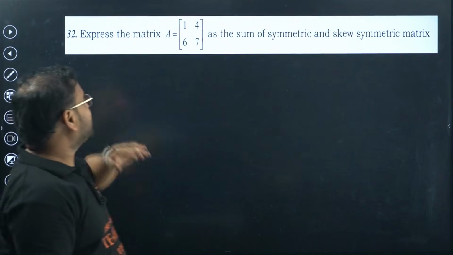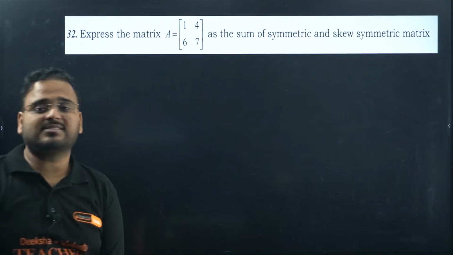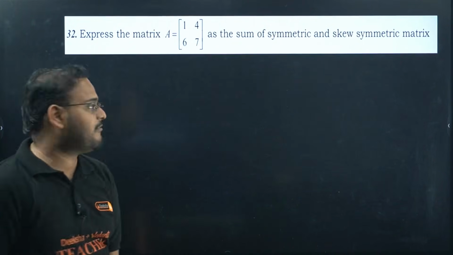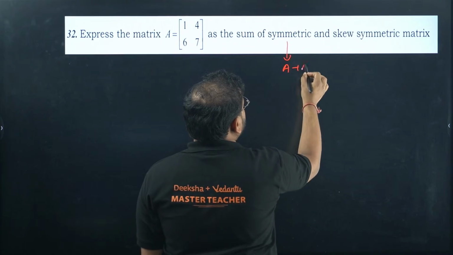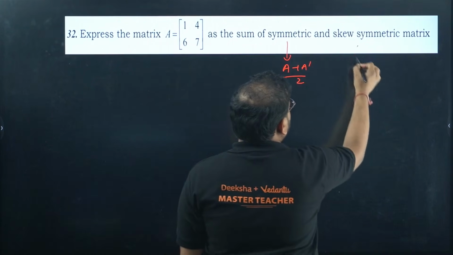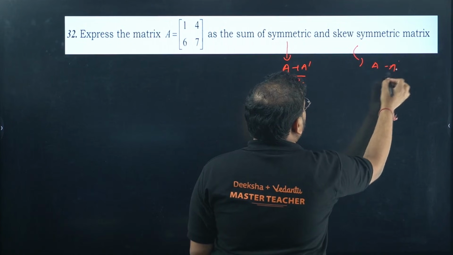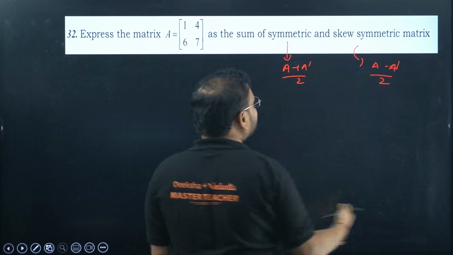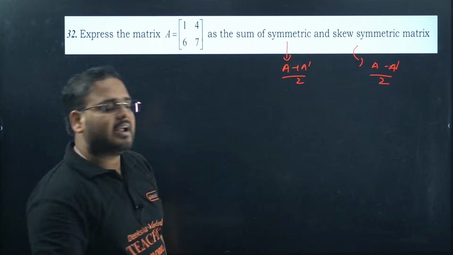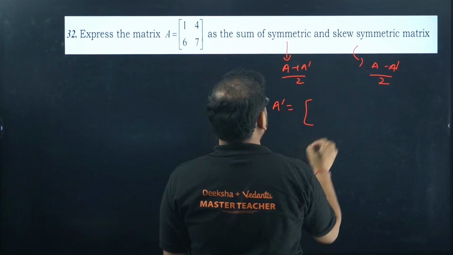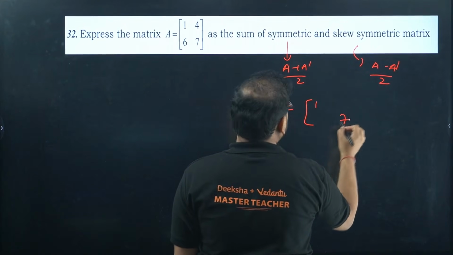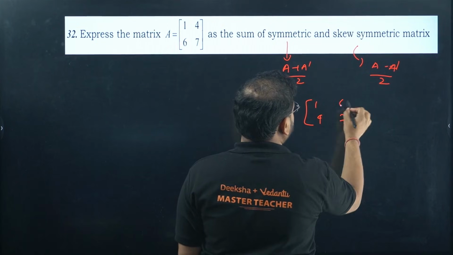Question 32. Express the matrix A = [1 4; 6 7] as the sum of a symmetric and a skew symmetric matrix. We have a form for that. A symmetric matrix is given by (A plus A dash) by 2, and a skew symmetric matrix is given by (A minus A dash) by 2. So this whole thing will be done only if I have A dash. So find the A transpose. For A transpose I will have 1 and 7 as it is, 4 comes here, 6 comes here.